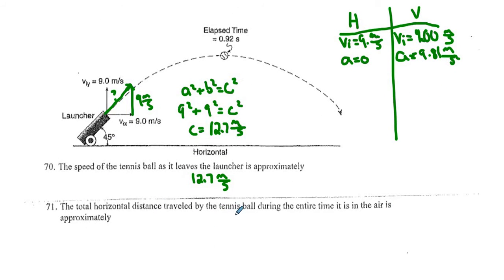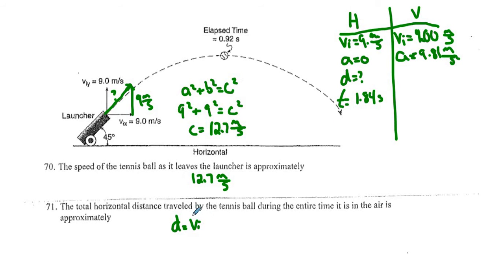Okay. The total horizontal distance traveled by the tennis ball during the time of flight in the air is approximately... So, okay, we're looking for horizontal distance. So what I know is I'm looking for distance. Okay, that's my unknown. I also know how long it spends in the air. So if it takes 0.92 seconds to get to the highest point, then it's going to take another 0.92 seconds to get to the ground. Okay, and so that total time is 0.92 plus 0.92, or 1.84 seconds.